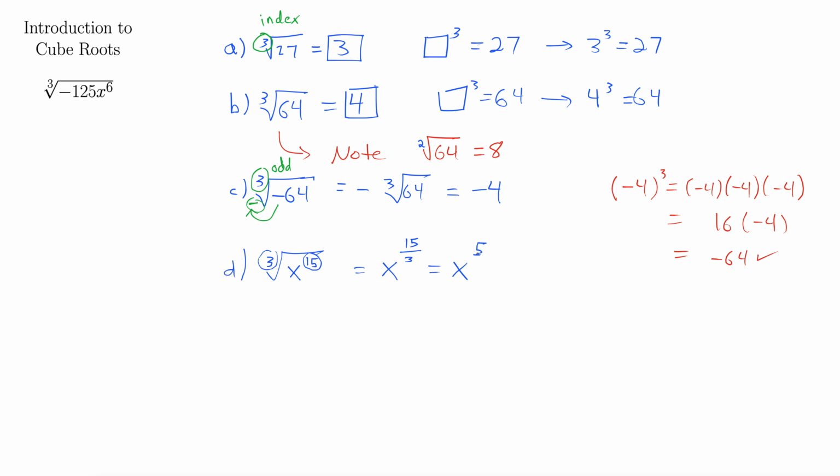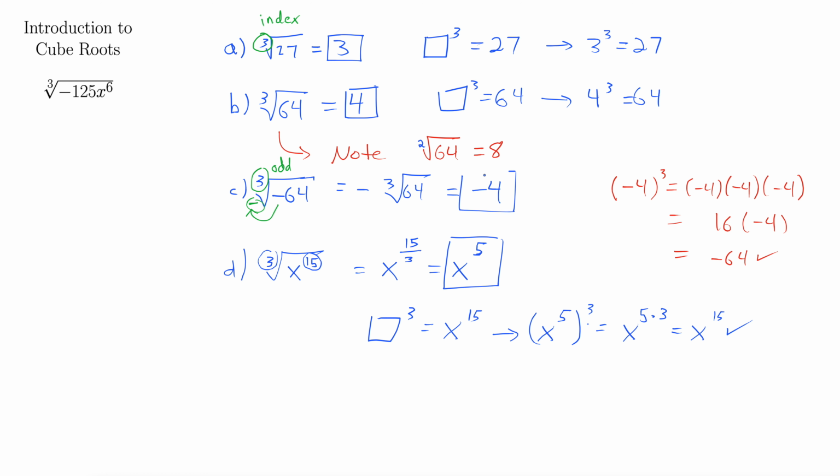Why does this work? Well, let's just look at it. What number cubed gives us x to the 15? Well, x to the 5th cubed is x to the 5 times 3, which indeed is x to the 15. So it works. There we go. I guess we're boxing answers here, so I'll be consistent and box that one.